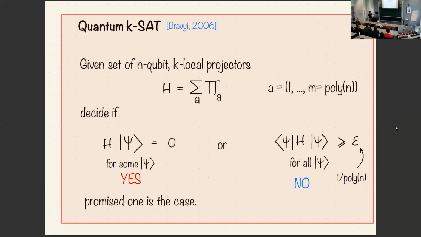That would be a yes instance. Or if there isn't, then the expectation value of this Hamiltonian on any state will be bounded below by epsilon. Okay, so this is a promise that you're given on the problem.